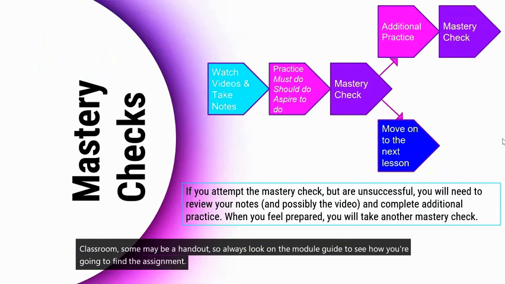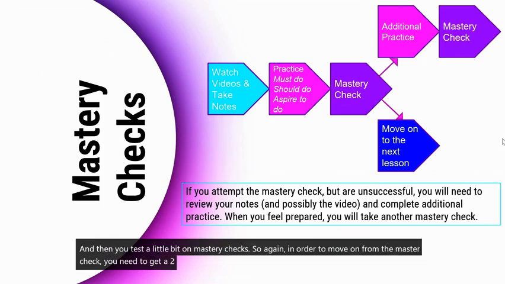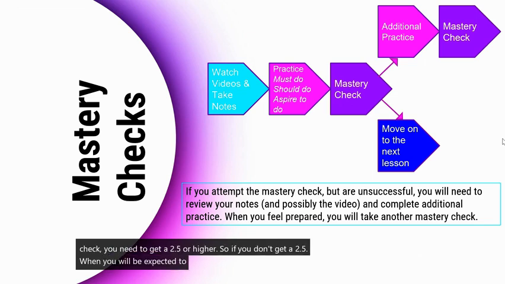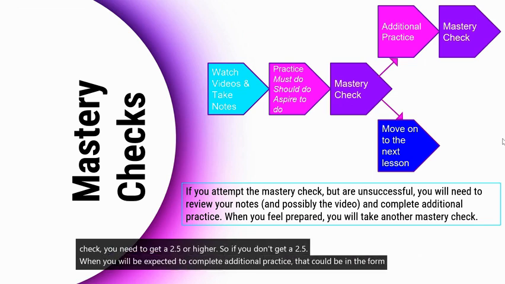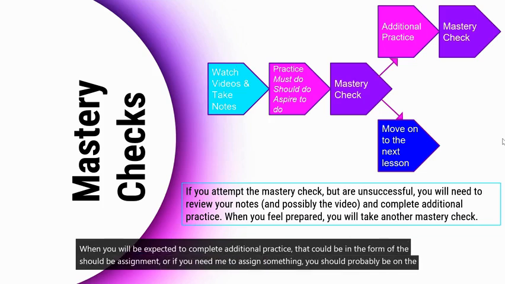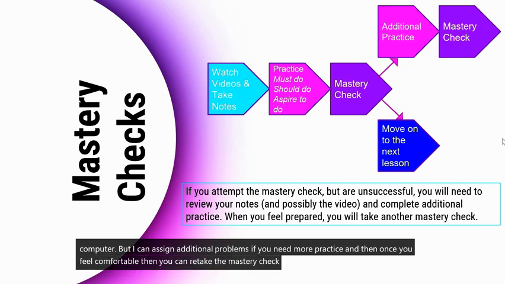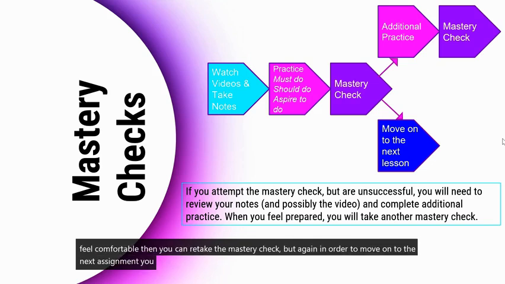And then we touched a little bit on mastery checks. So again, in order to move on from a mastery check, you need to get a 2.5 or higher. If you don't get a 2.5, then you will be expected to complete additional practice. That could be in the form of the should do assignment, or if you need me to assign something, usually it will probably be on the computer, but I can assign additional problems if you need more practice. And then once you feel comfortable, you can retake the mastery check. But again, in order to move on to the next assignment, you must get a 2.5 or higher.